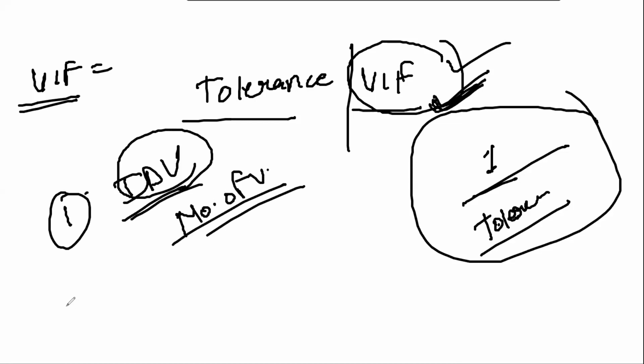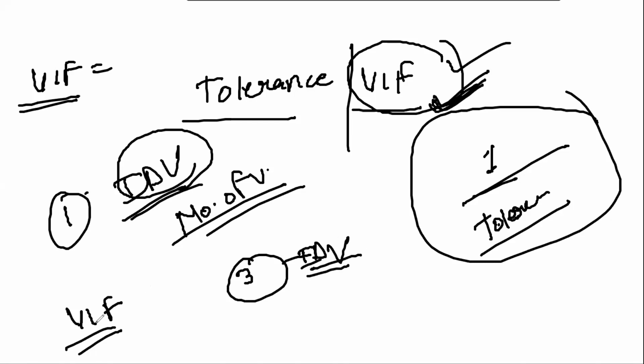So what is VIF? VIF is related to each variable, not the number of independent variables. In my model, there are 3 IDVs, right? So VIF does not depend on the number of variables. It depends on each variable, showing which variable is creating the problem. It shows only this thing, right?